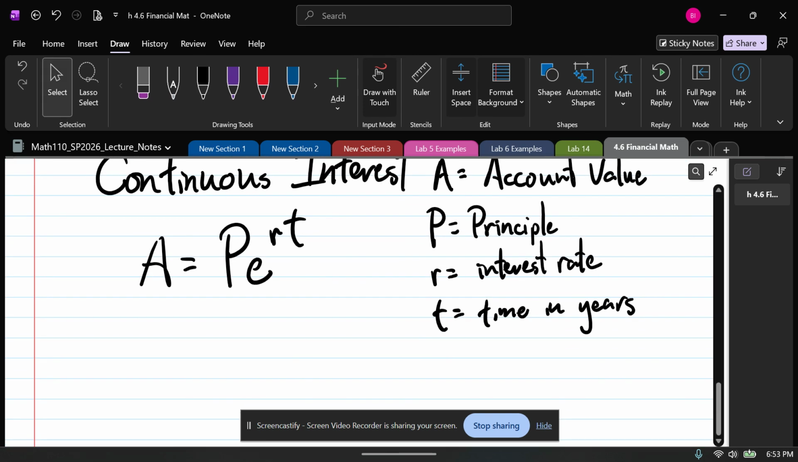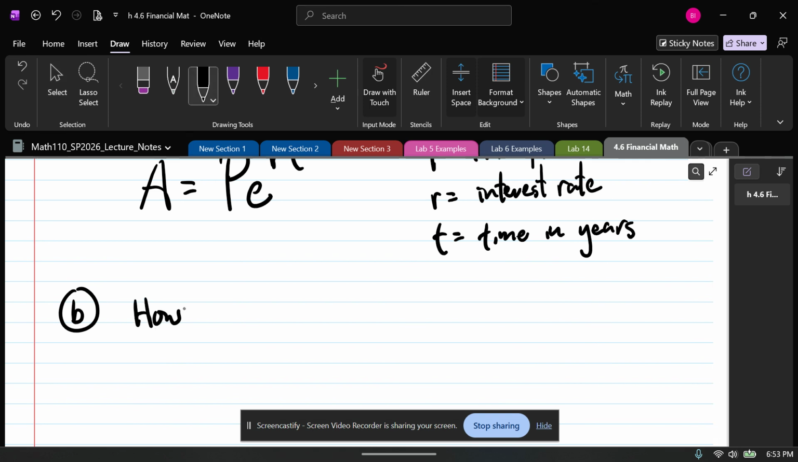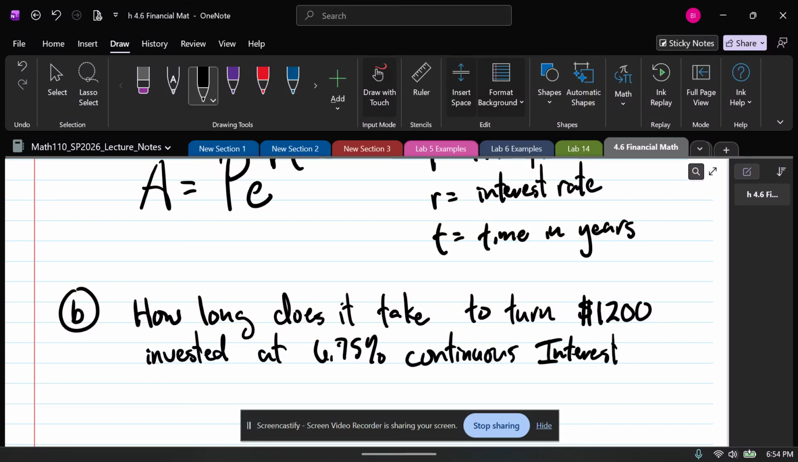Okay, so let's try to work a problem here. Example B. How long does it take to turn $1,200 invested at 6.75% continuous interest into a value of $5,000.